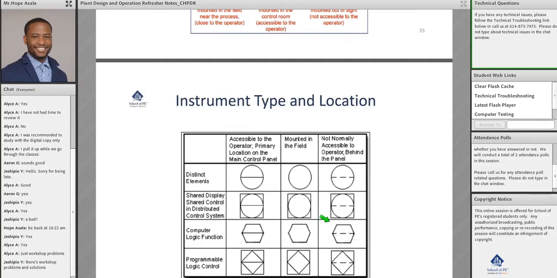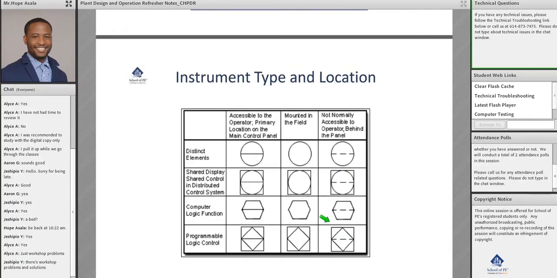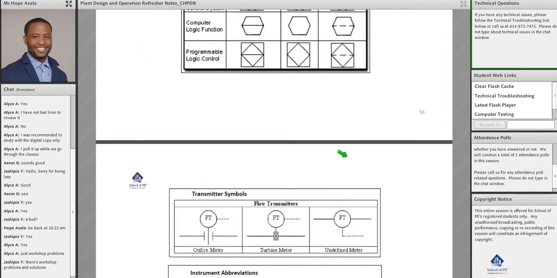So instrument type and location, right? You see all these basic shapes: accessible to the operator, mounted in the field, and not normally accessible. So these are examples of how they show them, right? Solid line, no line, dash lines. So the symbols stay the same, but then you just put no line, dash lines, or regular lines in them. Okay, straightforward.